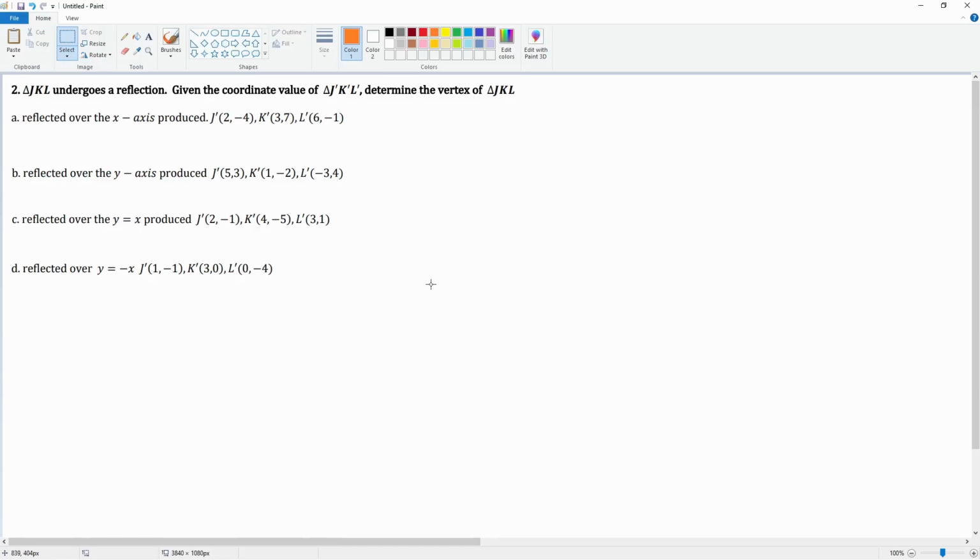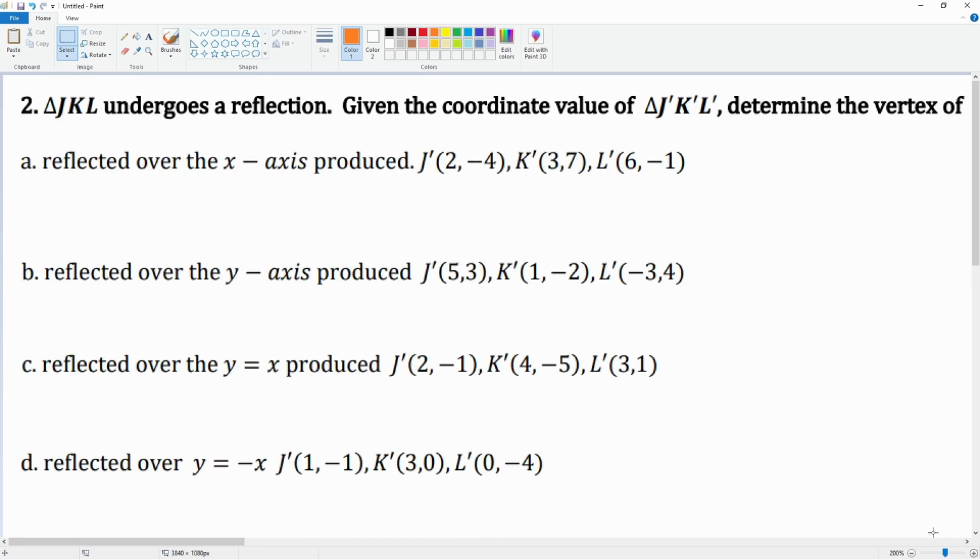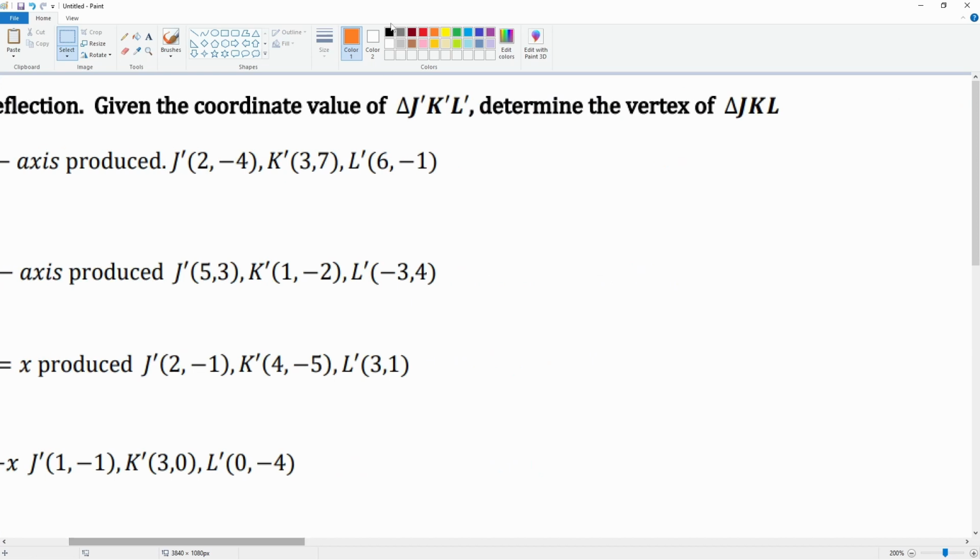All right, this is number 2. The triangle JKL undergoes a reflection, A, B, C, and D. Given the coordinates of the triangle J prime, K prime, and L prime, these are actually the new points. Understand that. All right, you're going to determine the vertex of JKL. Understand that JKL is actually the pre-image.